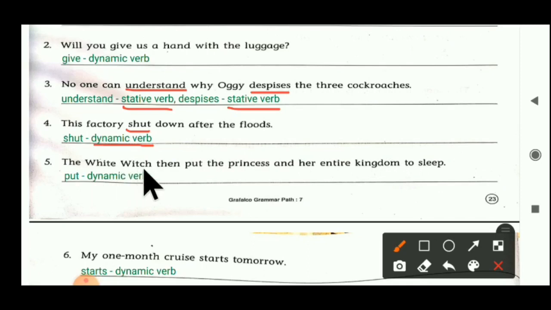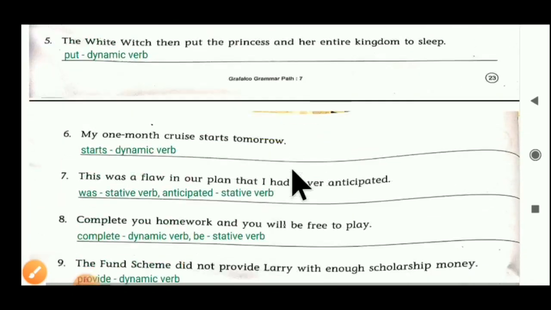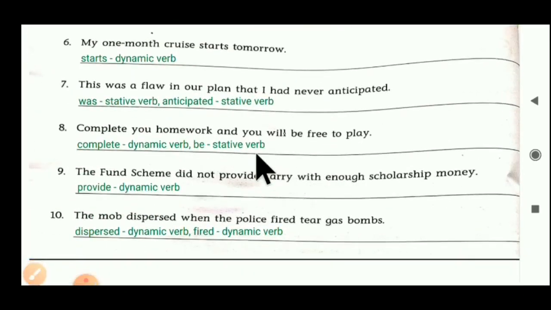The white witch then put the princess and her entire kingdom to sleep. Here put is a verb. So put shows the action. We can say that put is a dynamic verb. It shows an action, so we can say that it's a dynamic verb. Can you understand, student? Now next one, sentence number 6.